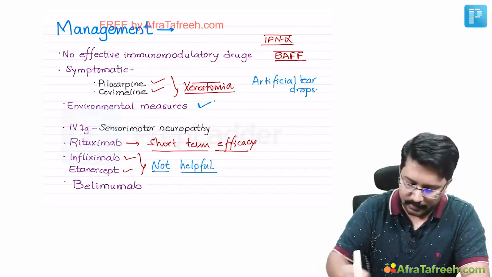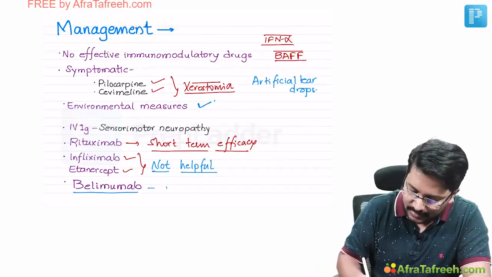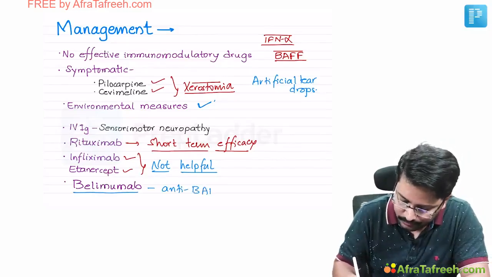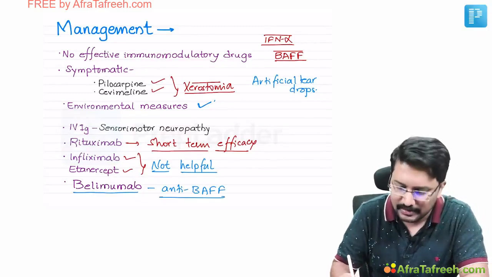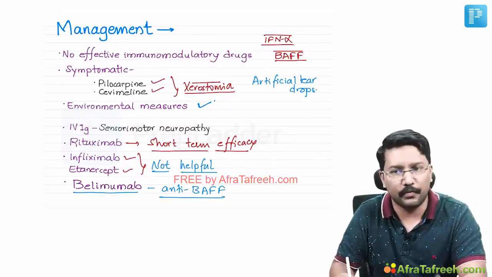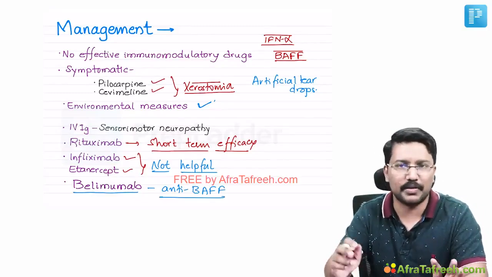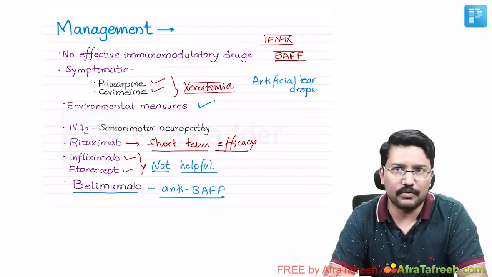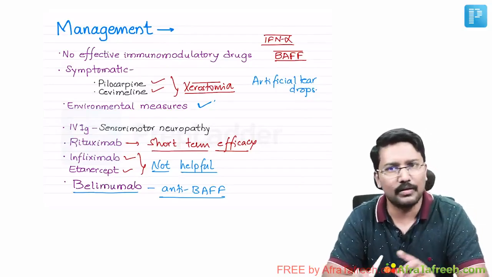Okay. Then belimumab, what is this? This is an anti-BAFF or anti-BLyS monoclonal antibody, right? So far there is inconclusive data about this drug. Now we understand the role of BAFF in the pathogenesis, but the drug has not proven very effective. There are small studies which are inconclusive, which couldn't prove whether it is helpful or not helpful.